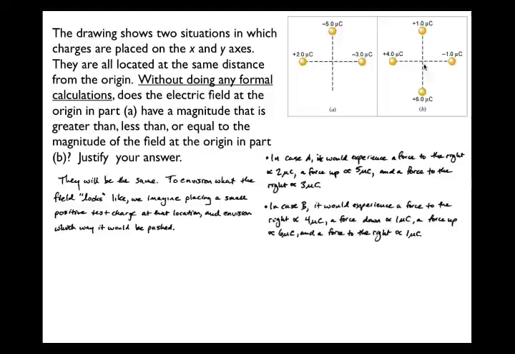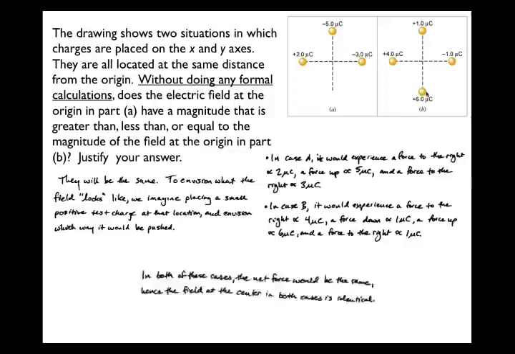In situation B, I'll have a force to the right proportional to 4 microcoulombs from this charge, and I'll have another force to the right proportional to 1 microcoulomb from this charge. So overall, that's 5 microcoulombs to the right. I'll have a force in the downward direction from this 1 microcoulomb charge, and I'll have a force proportional to 6 microcoulombs in the upward direction from this charge. So overall, the vertical force is going to be proportional to 5 microcoulombs and in the upward direction. And so those two situations actually have forces that are going to be equal.